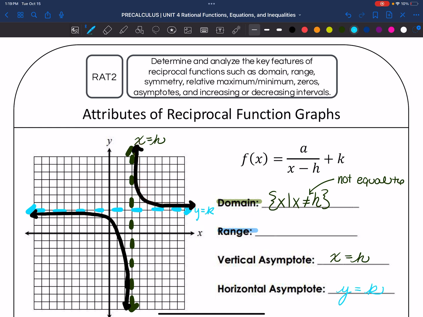The range, similarly, is all y values except for the y value where we have our asymptote. My graph goes down forever and goes up forever, but there's a height that it does not touch, and that height is where the asymptote is. That asymptote is a line that our graph approaches but does not touch or cross.